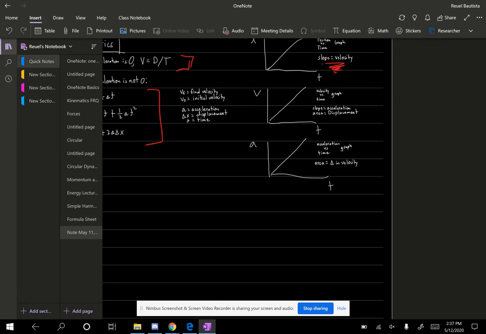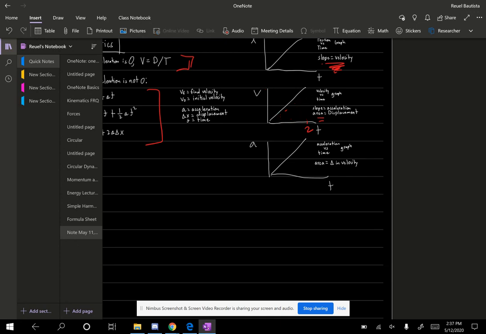Okay, the other important thing is the area. The area in the velocity versus time graph tells me displacement, right? So if I wanted to find the displacement at, let's say, 2 seconds, and let's say this is 4, I would have to find the area under the curve, which is just 2 times 4 divided by 2, because it's the area of a triangle, right?